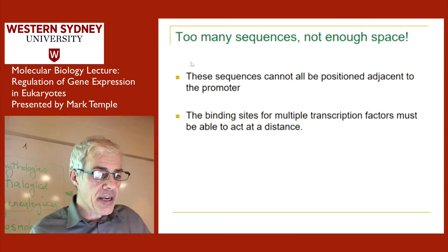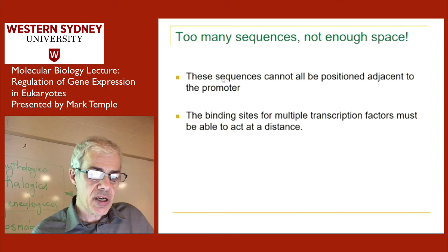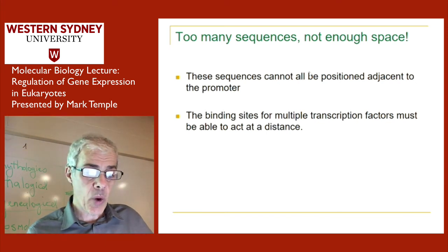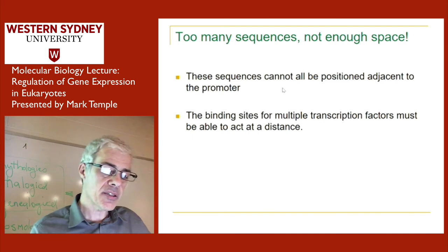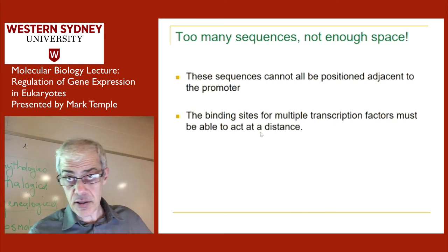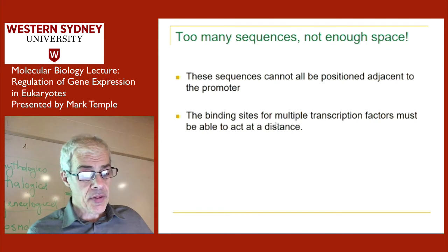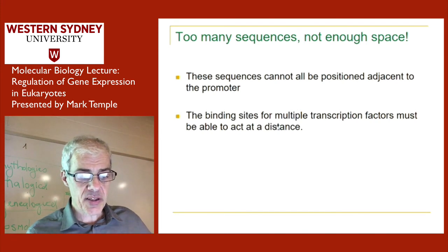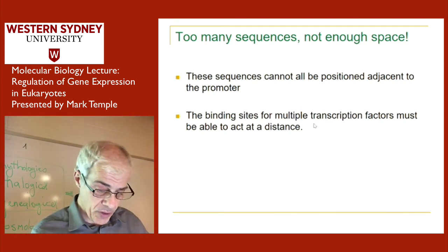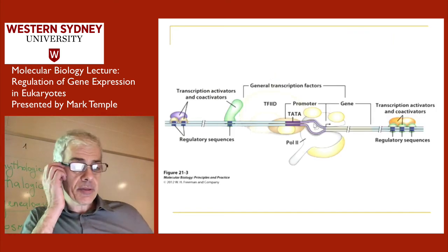So not all of the binding sites that control gene expression tend to be adjacent to the promoter. Some of them can be away from the promoter at these enhancers or these upstream elements. So transcription factors must be able to have their effect at a distance. Things that are bound thousands of base pairs away must still be able to affect gene expression, based on the experimental data.